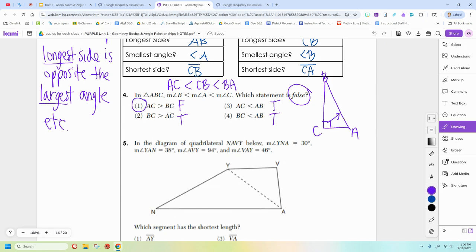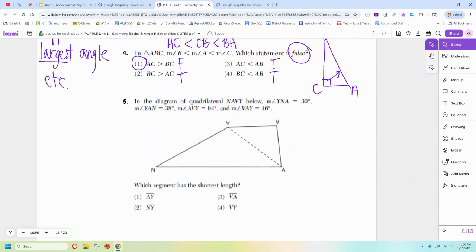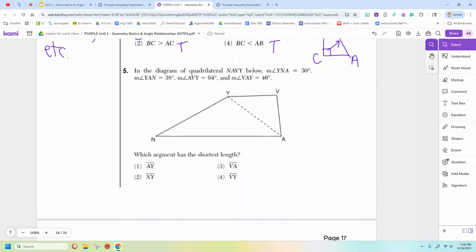Now, sometimes they ask questions like that, which is straight up. They tend to use the triangle inequality theorem more as a question than this. But now this is kind of an application question of both. So let's go into it. It says in the diagram of quadrilateral NAVY below, the measure of angle YNA is 30. Find it, label it. Where's angle YNA?